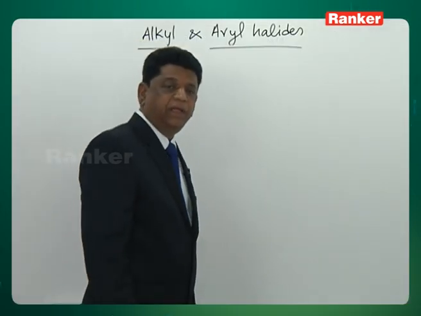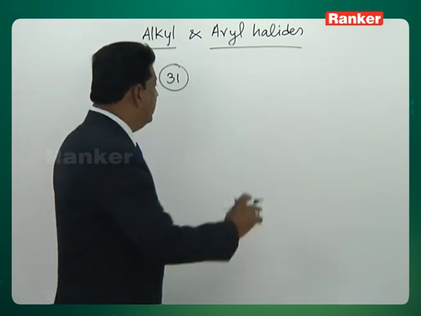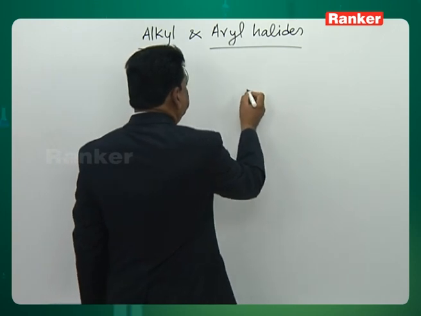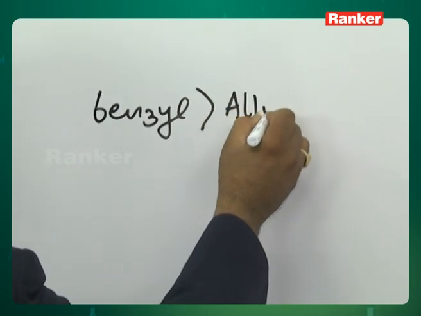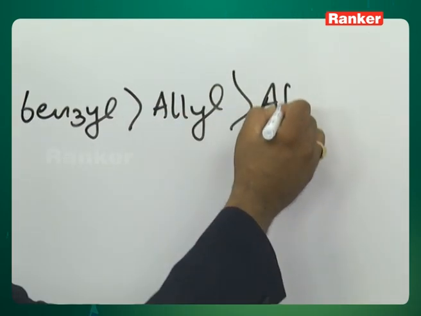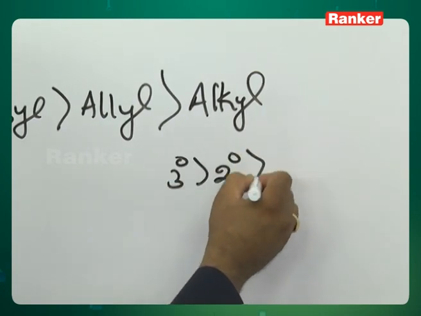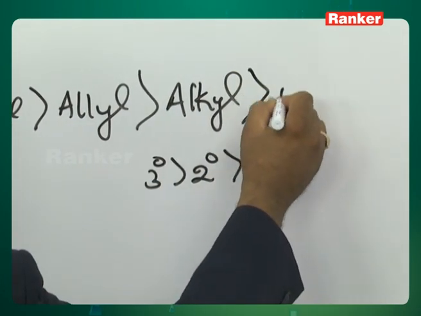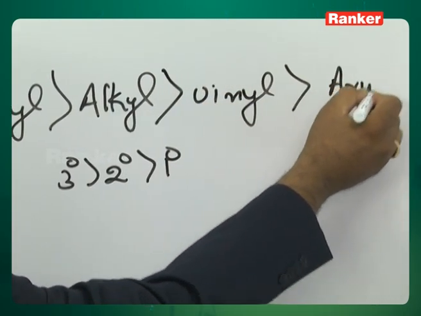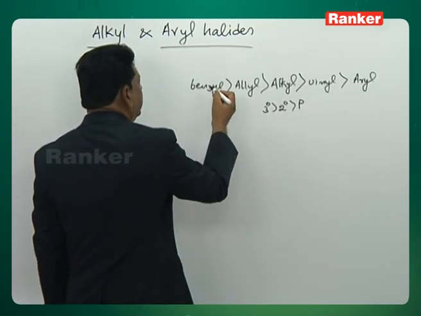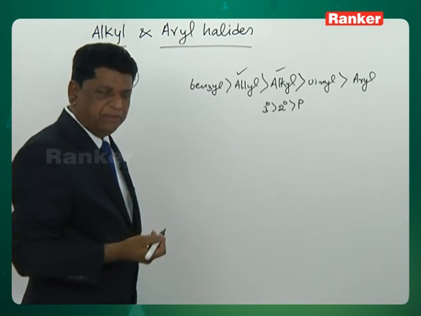Now out of these, the SN1 reaction is passing through the carbocation. So in this reaction, the general order is benzyl type will be faster than allyl, than alkyl. Within the alkyl, 3 degree, 2 degree, 1 degree. Then we have the vinyl type, then we have the aryl type. The question is between the allyl type and the alkyl. Out of these two, allyl will be the faster.